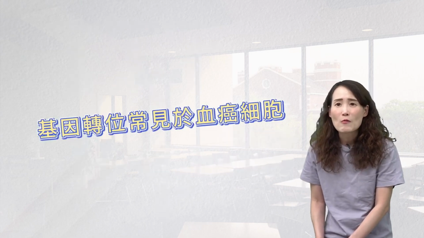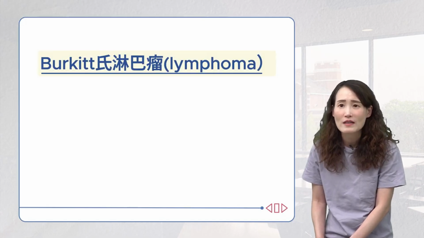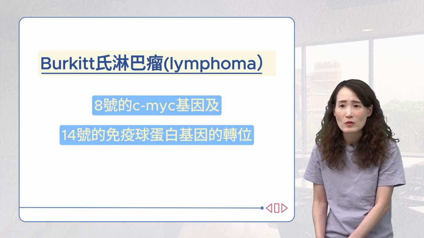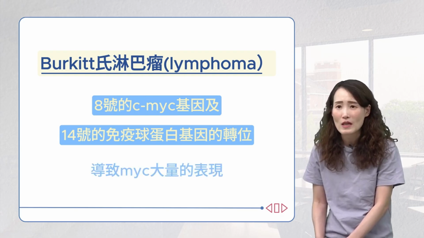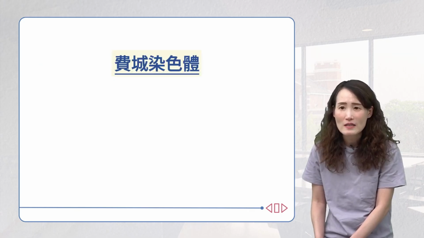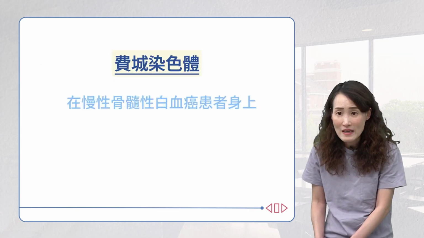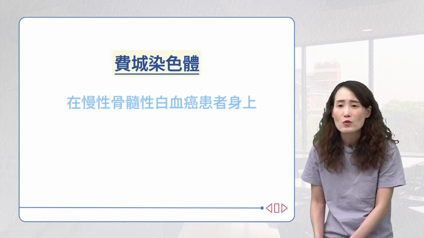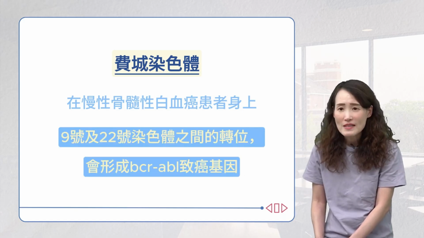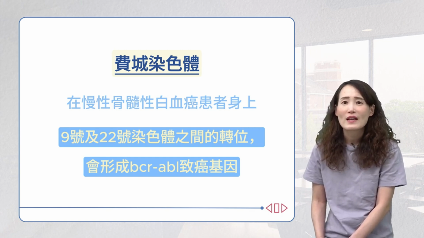Gene translocation usually occurs in blood cancers. For example, as the teacher mentioned, Burkitt's lymphoma involves translocation between chromosome 8 and 14, where the c-MYC gene of chromosome 8 and the immunoglobulin gene of chromosome 14 are translocated, resulting in a significant expression of MYC. Philadelphia chromosome is found in patients with chronic myeloid leukemia, involving translocation between chromosome 9 and 22. It forms a BCR-ABL oncogene.